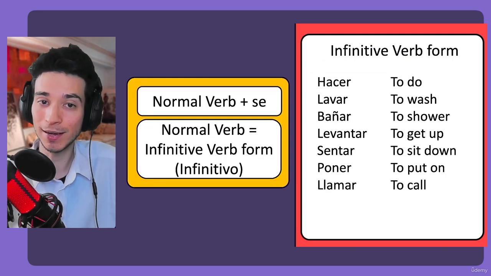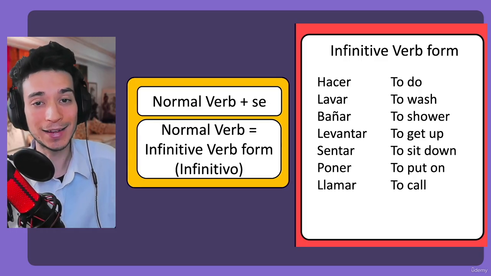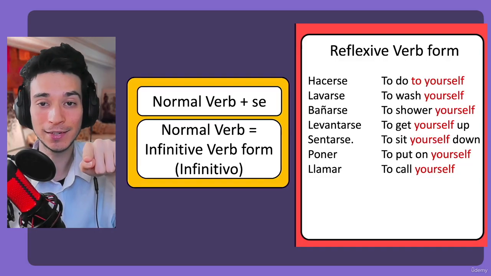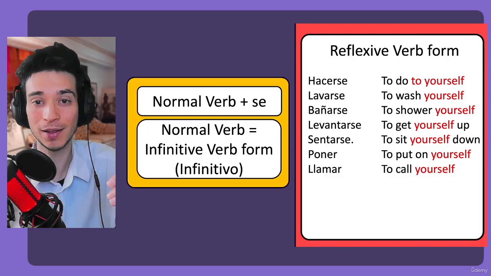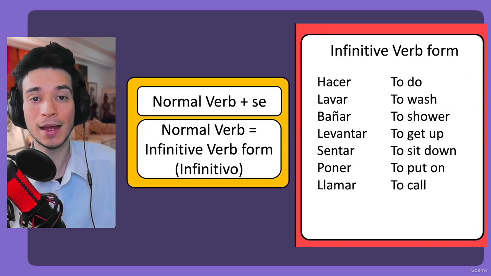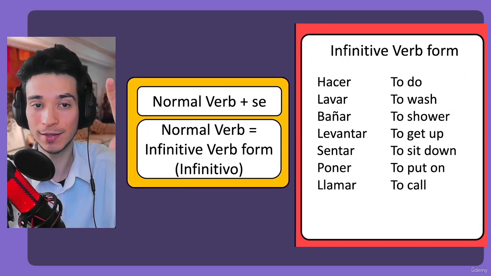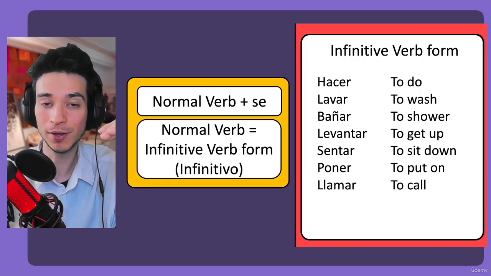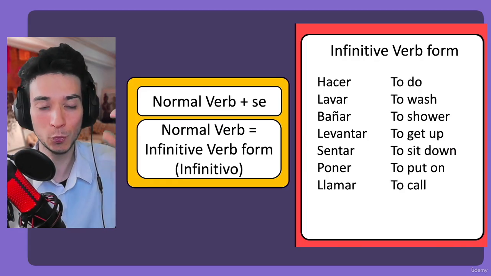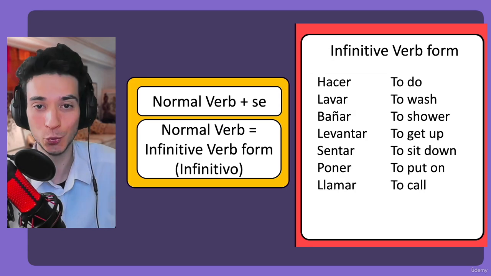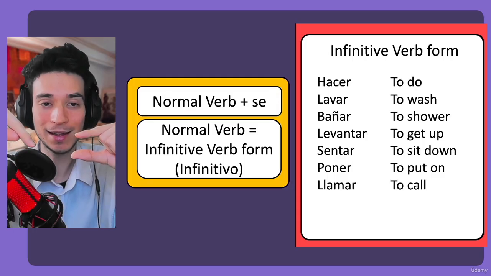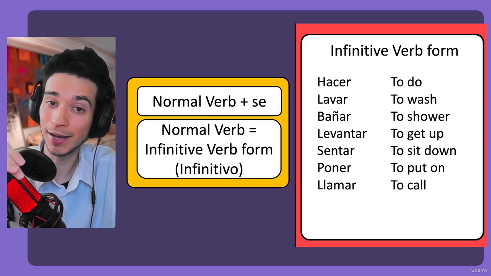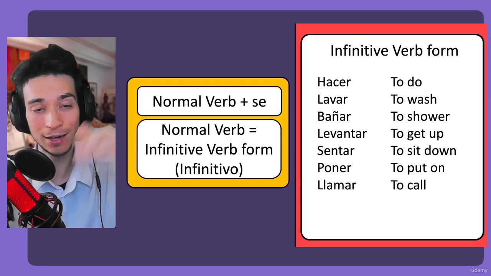Some other examples are hacer, which means to do. If we add se at the end, we will say to do to yourself, hacerse. You do something to yourself. The way this works is that you take the normal form of the verb. It's called the infinitive verb, but we just call it the normal verb because it's easier to remember. For example, hacer, then we add se after hacer. Lavar, lavarse. Bañar, bañarse. Levantar, levantarse.